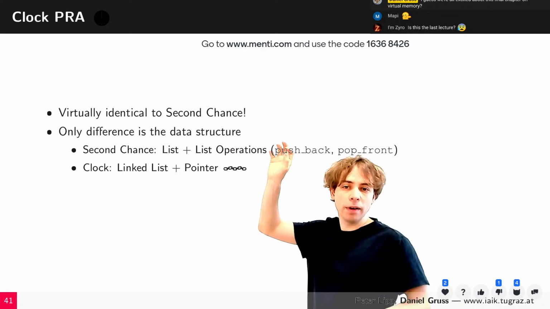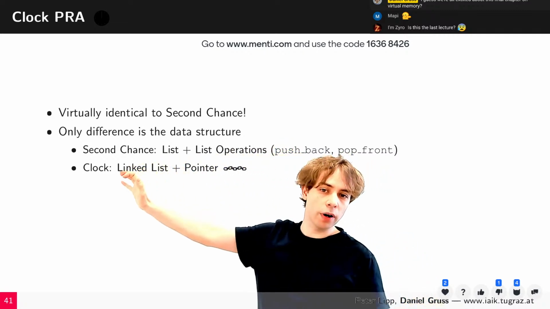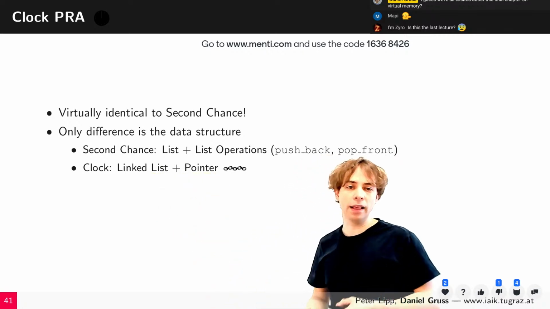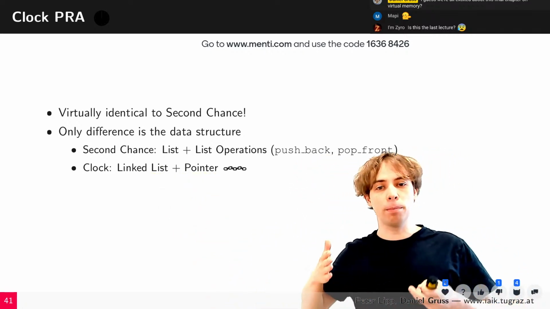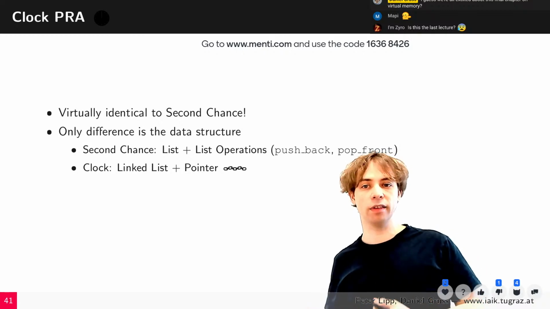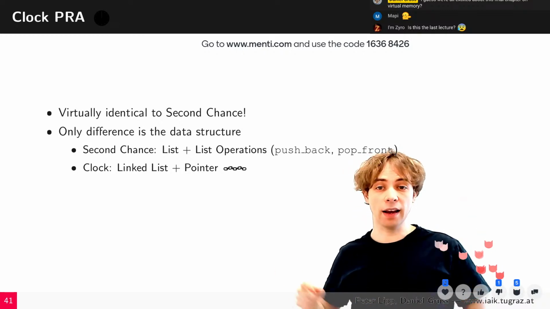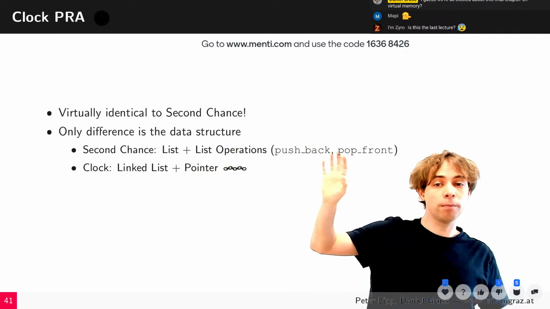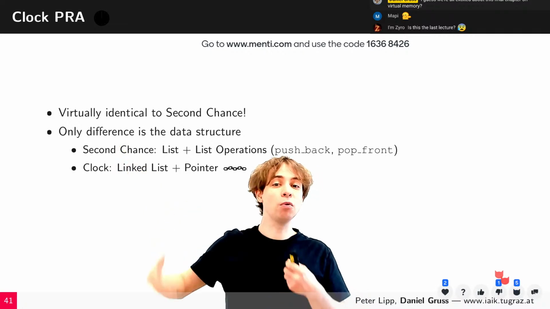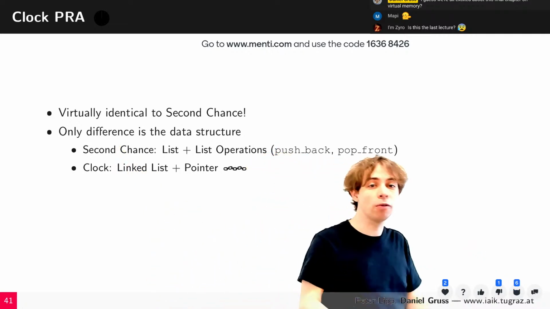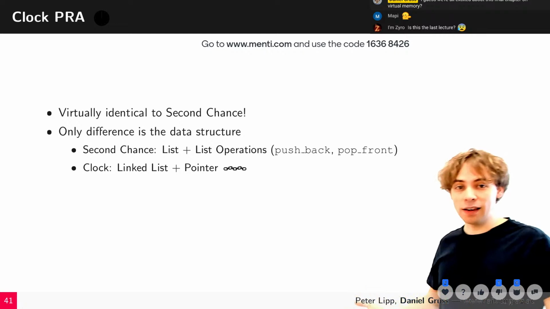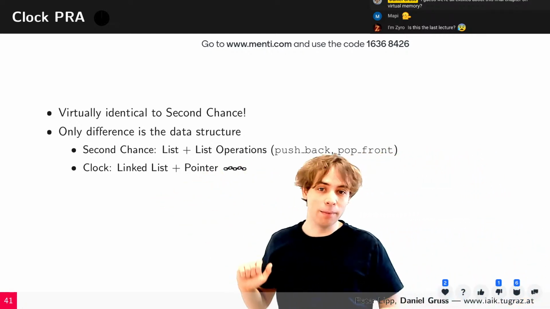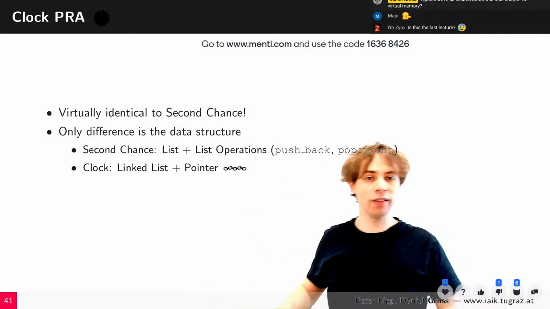It depends a bit on the implementation how this actually works, but for clock, it has to be a linked list, basically a chain of pointers, a pointer that points to the page that is the next eviction candidate. Of course, if you use a list and list operations and push back and pop front with second chance, you can get to the same technical result. This can also be a linked list, and basically if you store where you are, the iterator, then you have essentially implemented clock under the name of second chance.